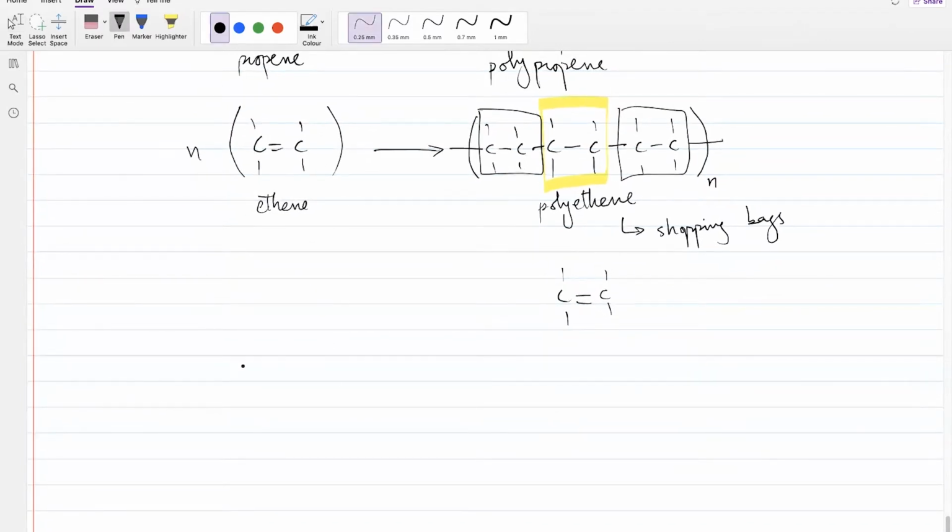Let's take another one. This compound, इसका नाम क्या होगा? बताएं.